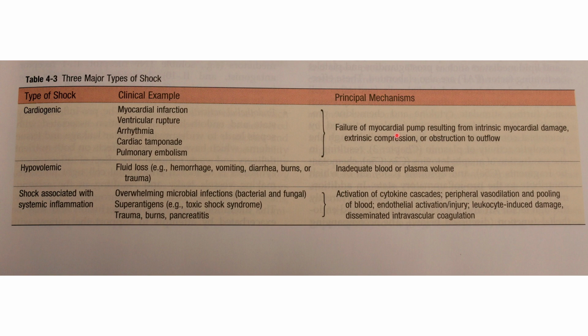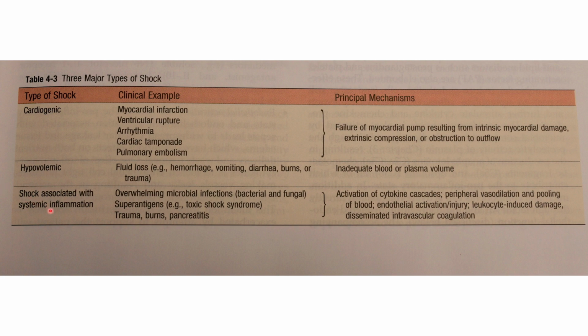where the myocardial pump is the primary failure, i.e. cardiogenic shock. Hypovolemic is fluid loss. This can come from hemorrhage, sustained vomiting, diarrhea, burns, or trauma, where there's simply inadequate blood or plasma volume.